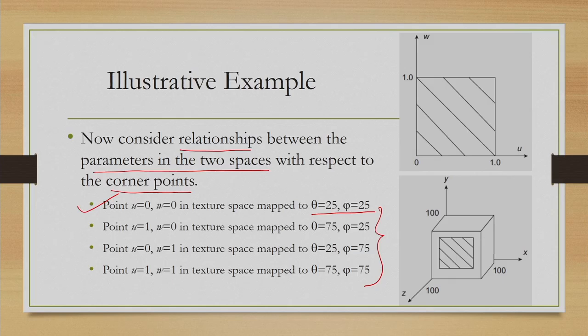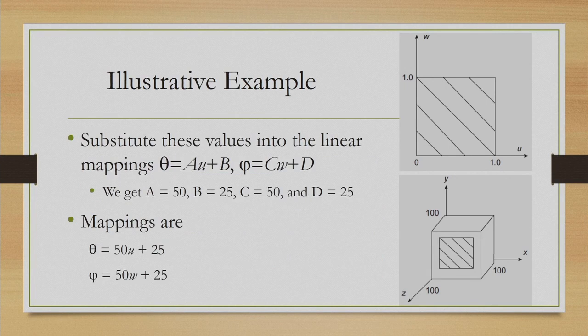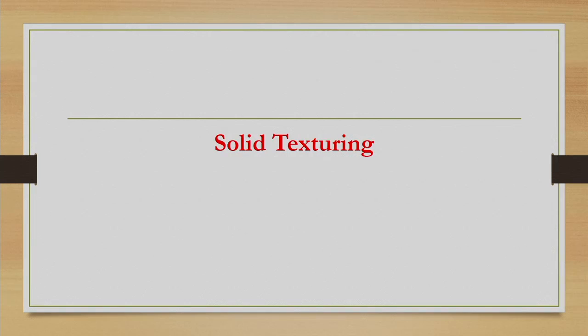So, with this mapping, what can we do? We can substitute these values into the linear mapping functions which we have seen earlier to get the constant values, which will be a equal to 50, b equal to 25, c equal to 50 and d equal to 25. So, our mapping functions are finally given in this form: theta equal to 50u plus 25, phi equal to 50w plus 25. So, that is the idea of the second category of texturing.